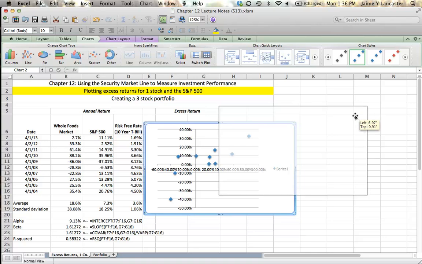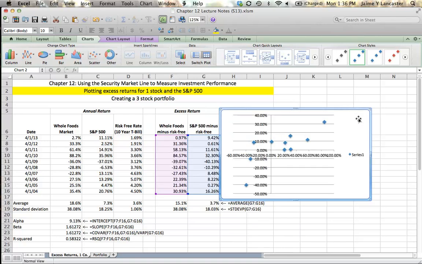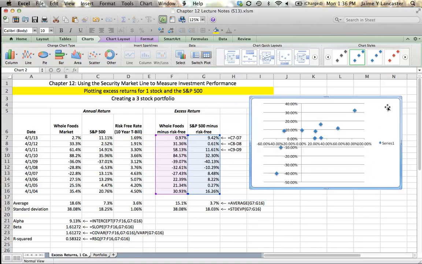So the first thing that I need to do while I'm here is make sure that I have my S&P on my X and Whole Foods on the Y. So what I do is I highlight over a point. I'm just going to choose some extreme point. So series point one, I've got 85.57 on the X and 32 on the Y, right? X first, Y second. Well, I see that 84.57 over here is on Whole Foods. I've got Whole Foods on the X over here.